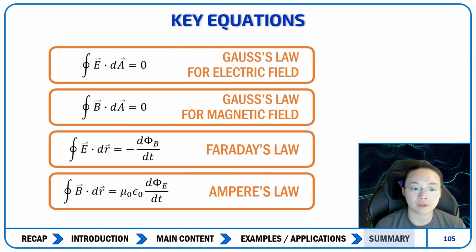We're now going to move on to specific applications like MRIs and different techniques like NMR that are based off of electromagnetism.